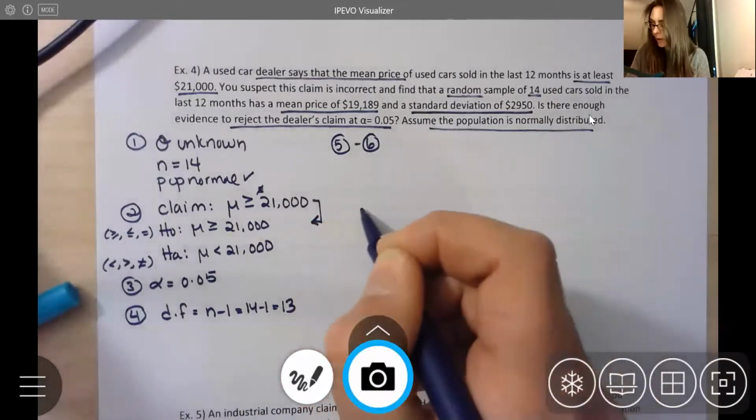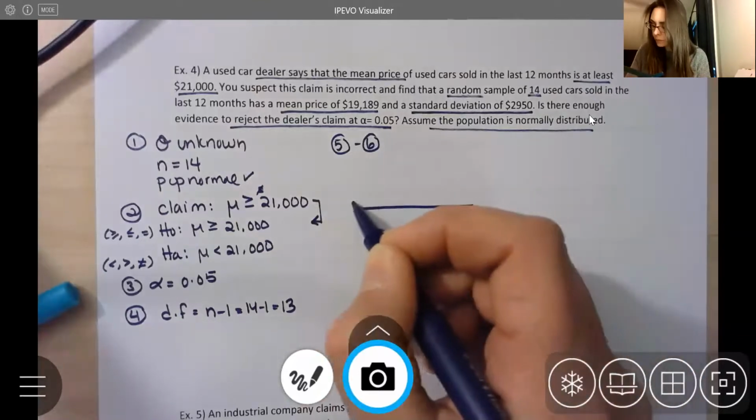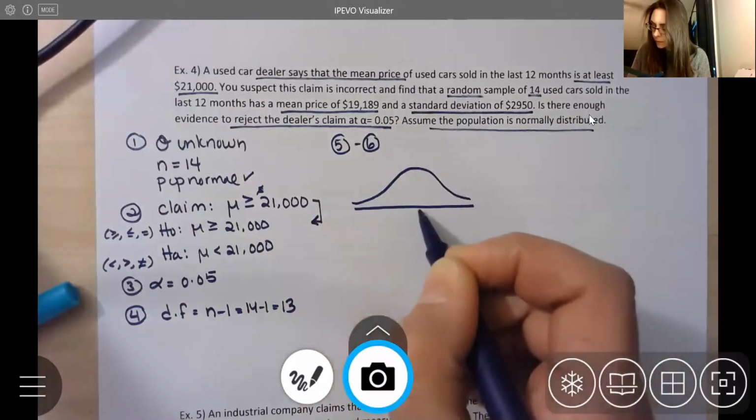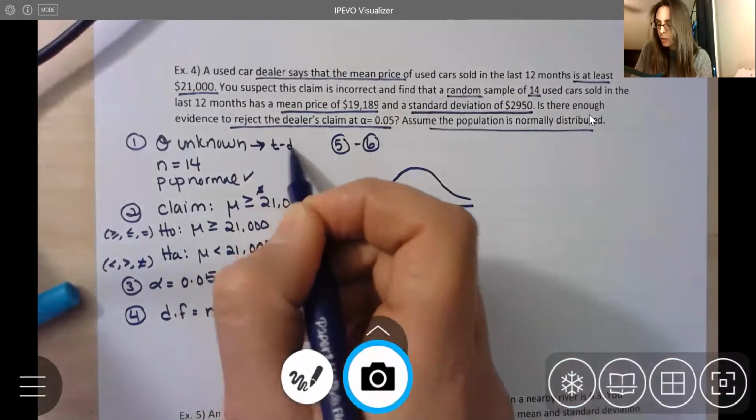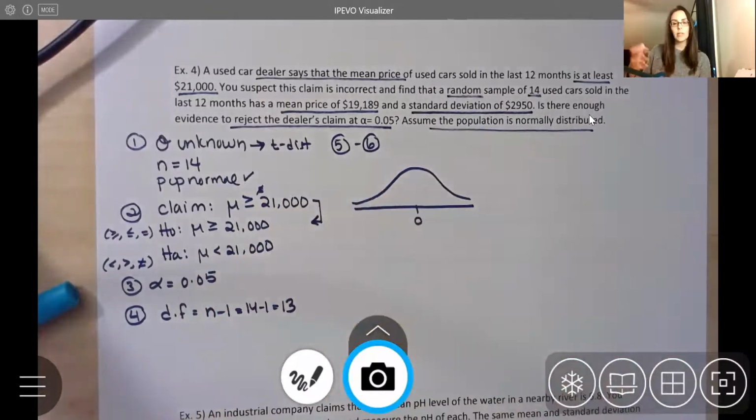And I'm going to draw my picture here. Now, with sigma unknown, we are using a t-distribution, but it still has a mean of 0. It still has that basic bell shape, although it's not exactly the normal curve. It's a little bit different. And the other thing we need to know is what kind of test this is. So that part's kind of left out here, but you need to know what kind of test it is.